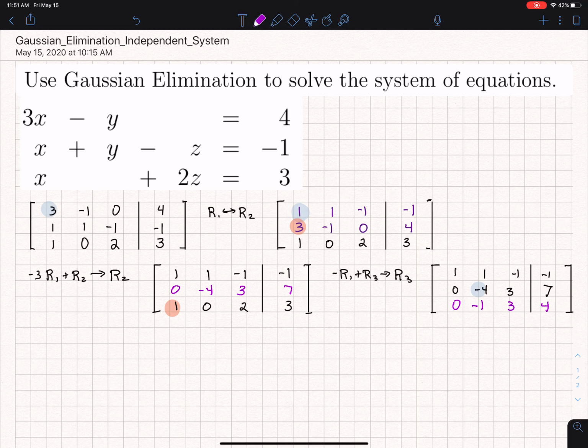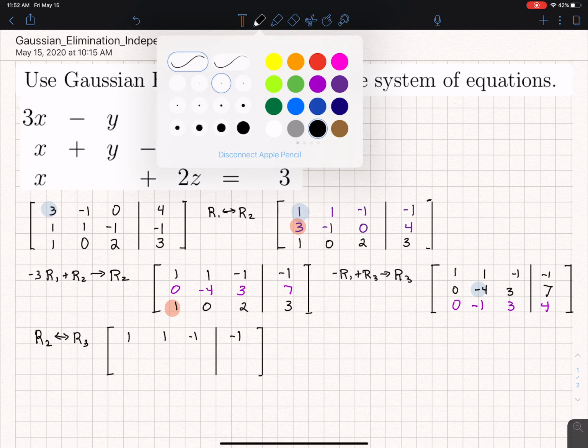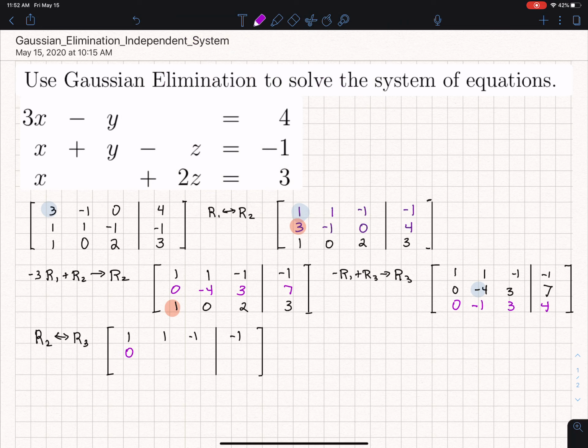And so the way I'm going to do that is I'm going to swap rows 2 and 3. Okay, and so let's see about that. Why would I do that? Because I want that on the second row, I want the first entry to be 1.